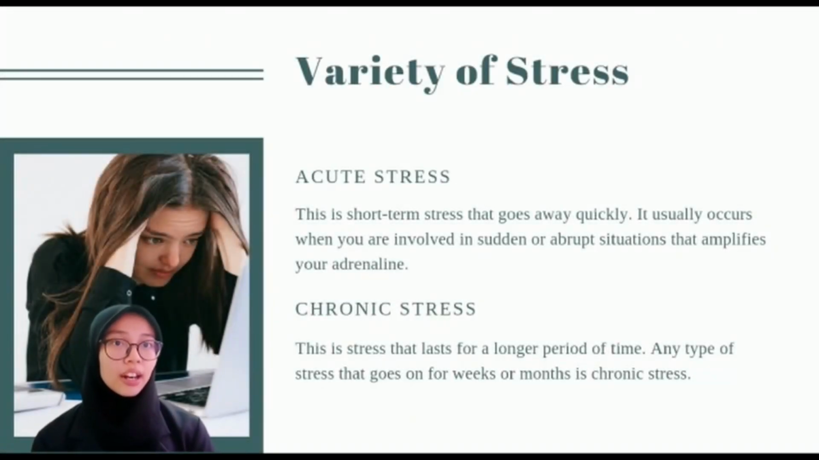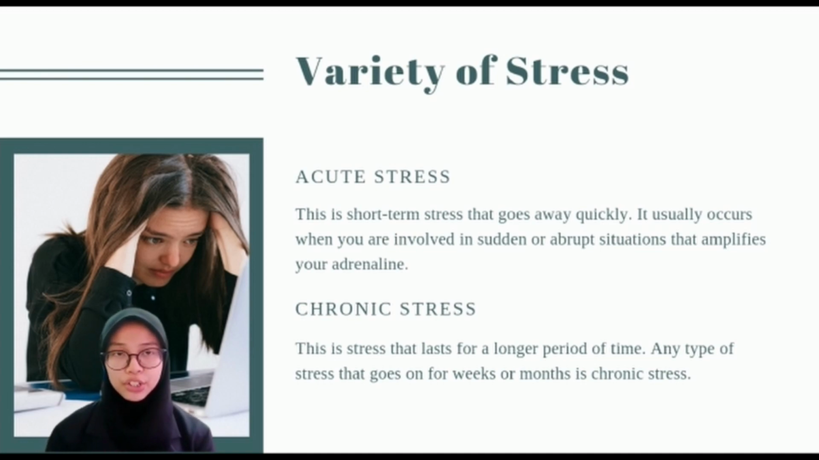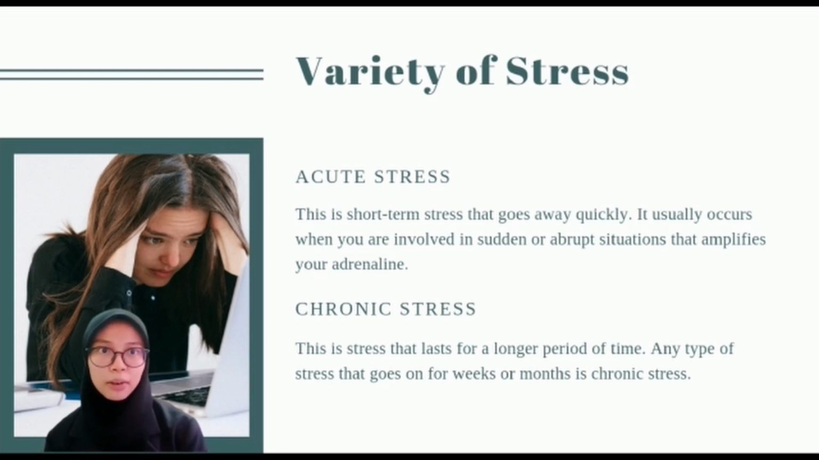Did you know that there are 2 types of stress? Firstly is the acute stress and secondly the chronic stress. So what is acute stress? Acute stress is a short-term stress that goes away quickly. It usually occurs when you are involved in sudden or abrupt situations that amplify your adrenaline. As an example, you feel acute stress when you slam on the brakes, or when you trip on a rock and are about to fall, or when you are having a fight with your partner.